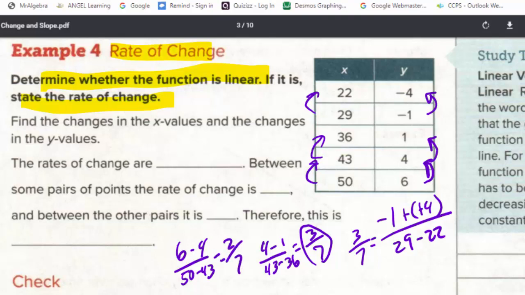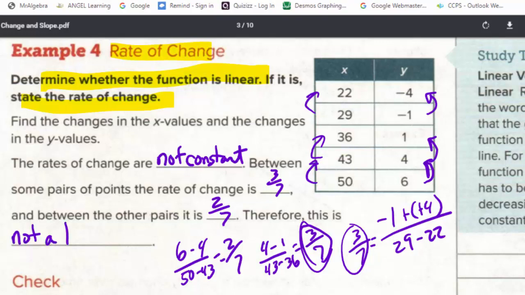You'll see that this rate does not match the other 2 rates. Okay, so the rates of change are not constant. Between some pairs of points, the rate of change was 3/7, but between others it was 2/7. Therefore, it is not a linear function.